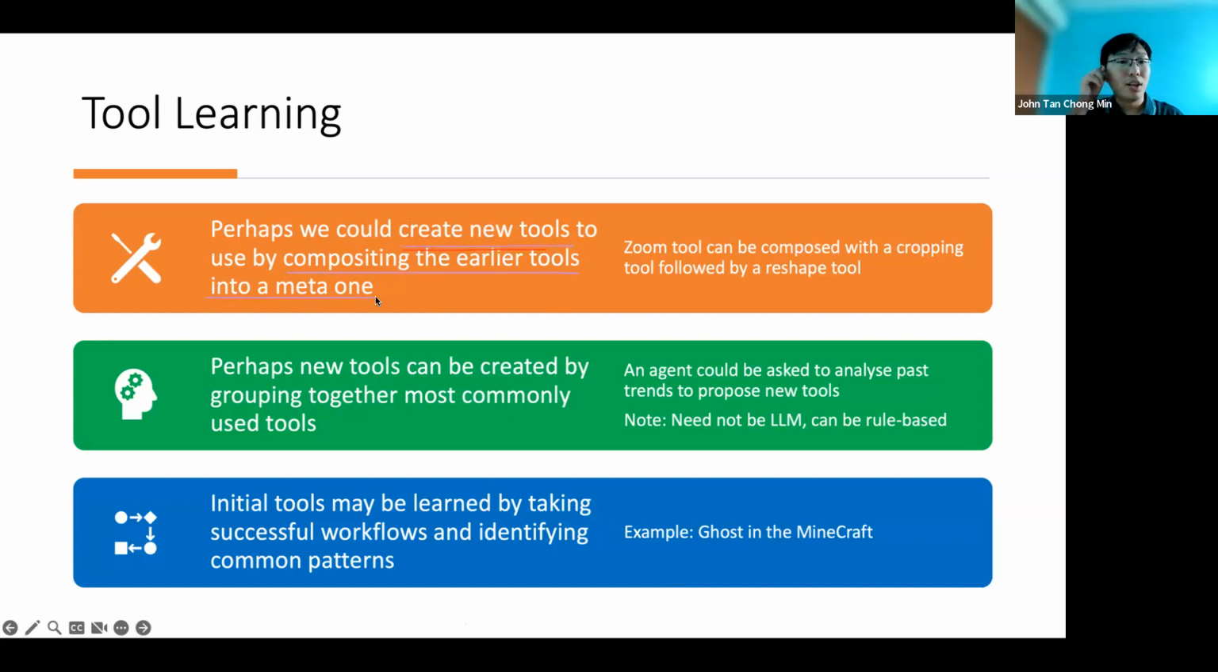Like for example, craft diamond pickaxe is like maybe you craft the earlier axes, you know, that you can chain them together. So like in image, like zoom, maybe if you don't have a zoom tool, you can first crop the center of the image and then you reshape the image. That's one way to do zoom. All right, you basically make the image upscale or downscale it. So there are some stuff that you can combine tools together.